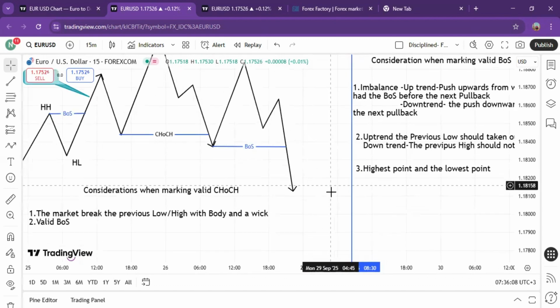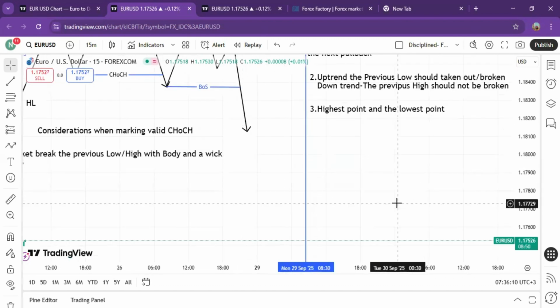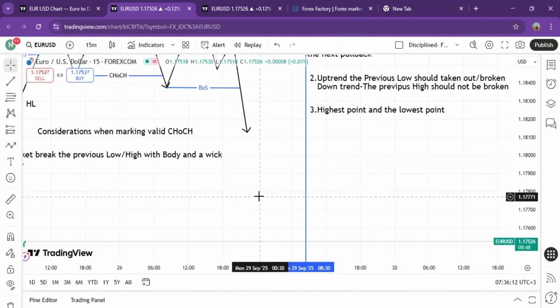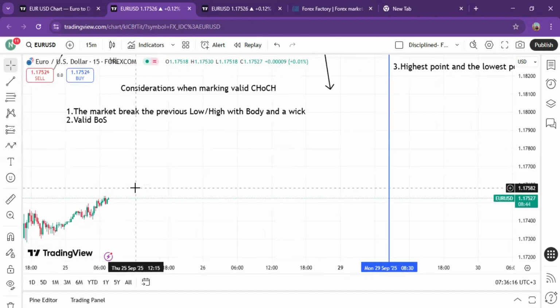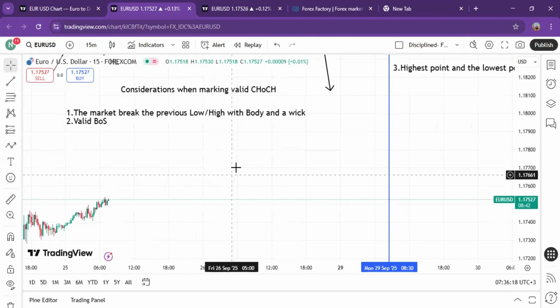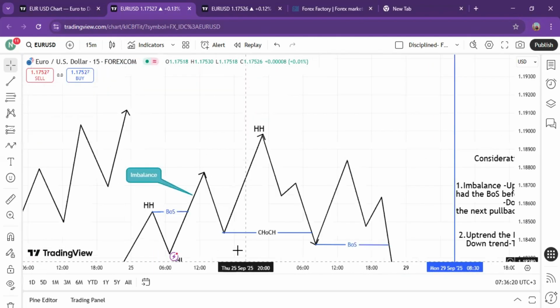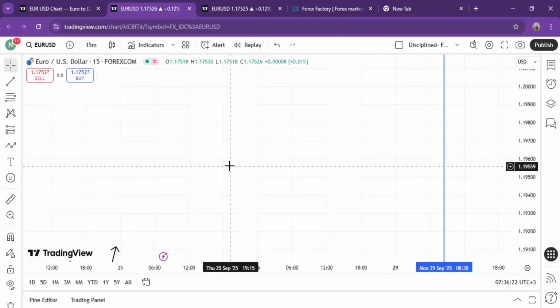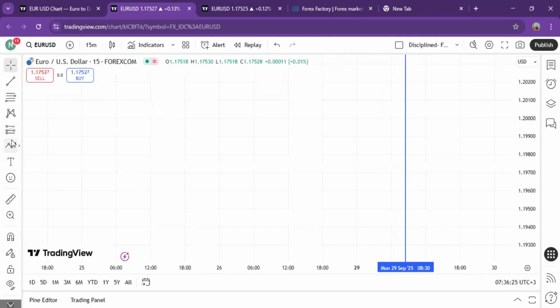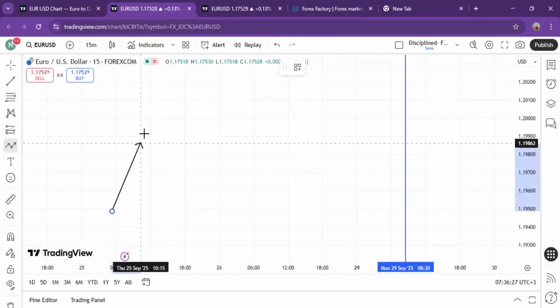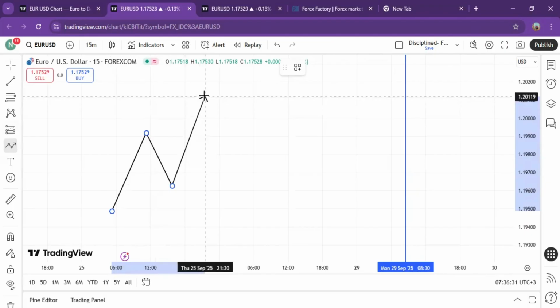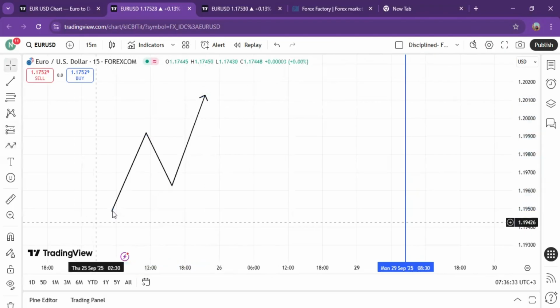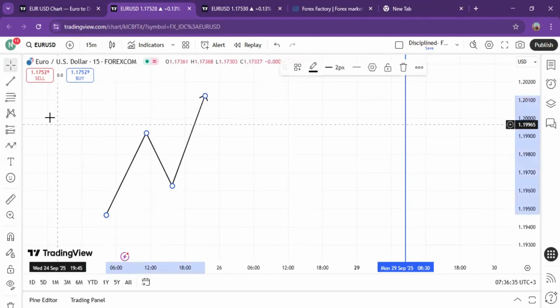Now, the last consideration when marking the break of structures is you need to understand that we usually use the Fibonacci retracement tool. So this is how you use the Fibonacci retracement tool to know if the level is a valid break of structure.